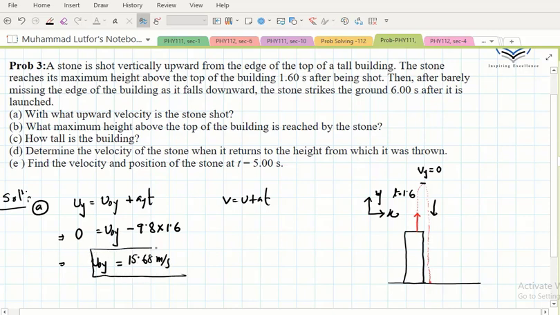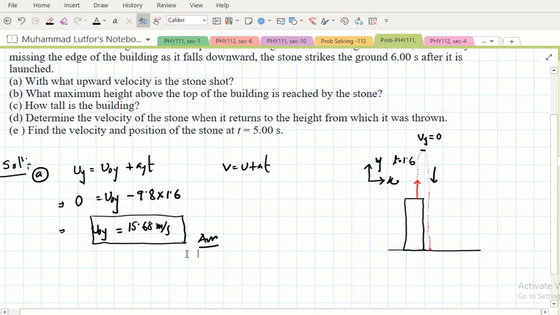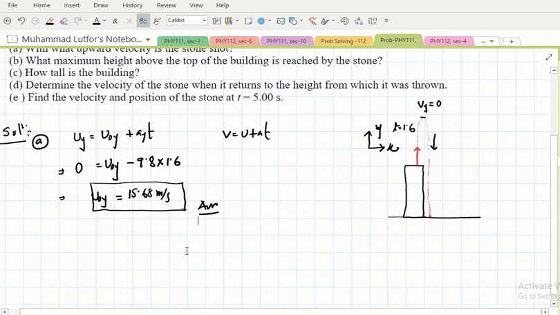So that means the stone was thrown at that velocity. Next: what maximum height above the top of the building is reached by this stone? So they are asking for the distance from the top of the building to this maximum height.